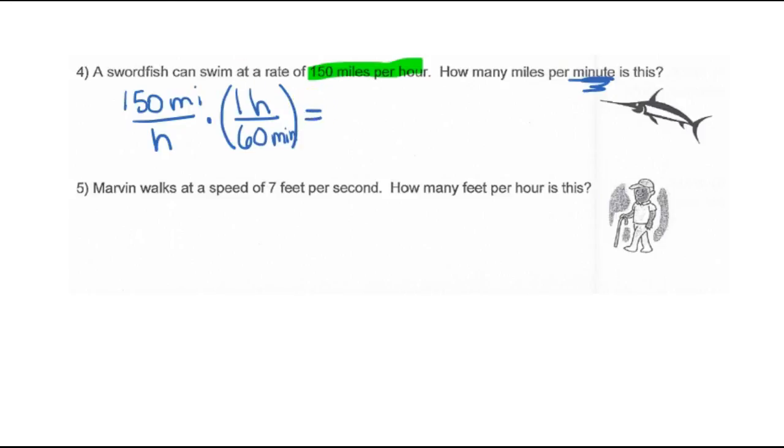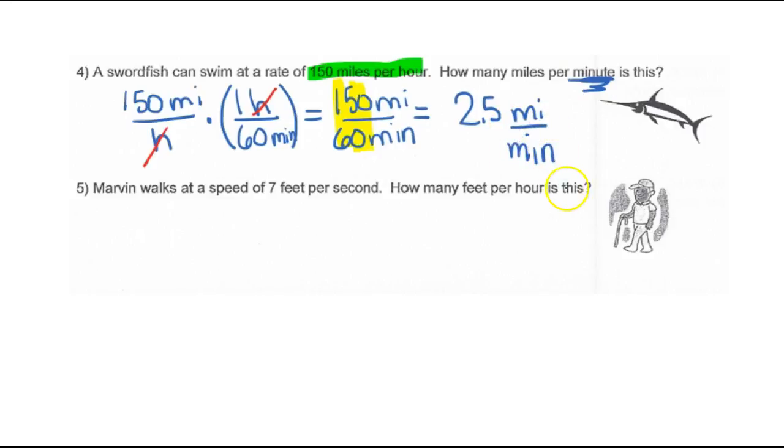So now if I look at this dimensional analysis, my hours can cancel, hour divided by hour. All I'm left with is 150 miles per every 60 minutes. Now I can simplify this. I can plug this into my calculator or do long division. If I take 150 and divide it by 60, I'm going to get 2.5 miles per minute.